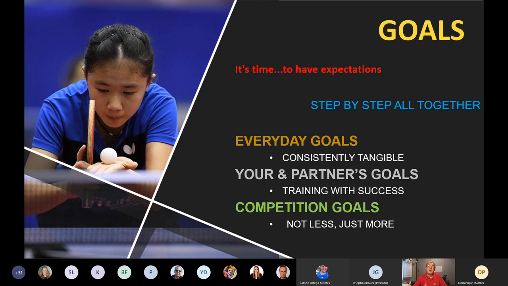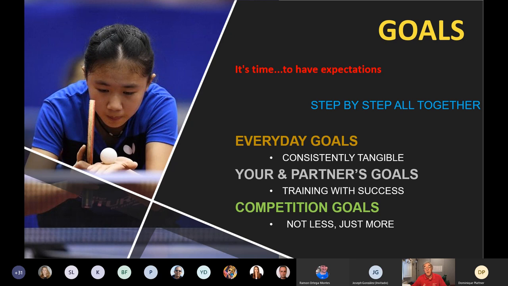Your and partner's goals, of course, means training with success. This is another part, as I said before, coming from the very basics, but it goes throughout the career of a player. So training with success is not from your side only, or from your player, it is also from the partner. The player is never alone. The player is always with someone on the other side, also giving support for the performance.